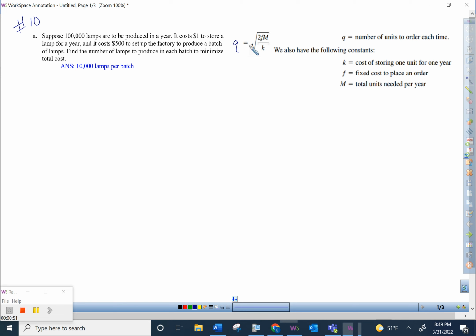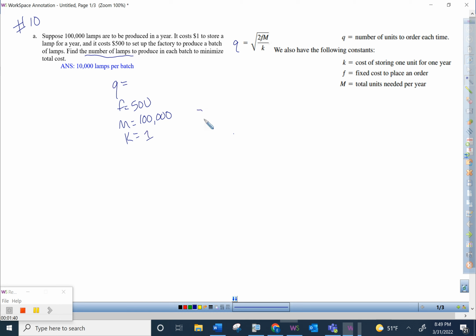And so we just have to find each of these variables and determine what we're solving for here. So Q, F, M, K. I'll give you the formula. You've got to know what they mean. So Q, remember, is our quantity. That's what we're trying to find, the number of lamps. But it tells us that the fixed cost here was the 500 setup. It told us that the total units we need were 100,000. And our price per unit for 1 year was that $1. And then we're solving for our Q.